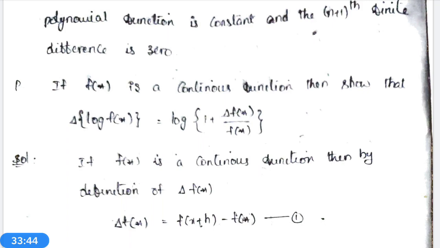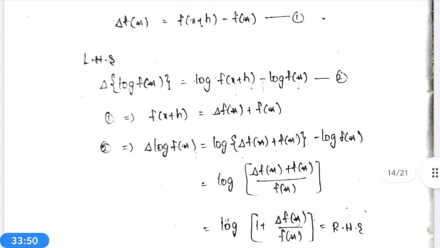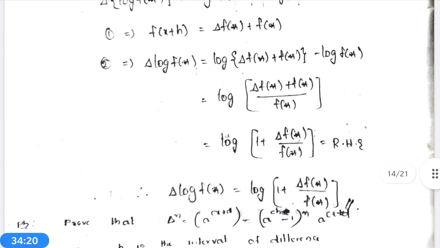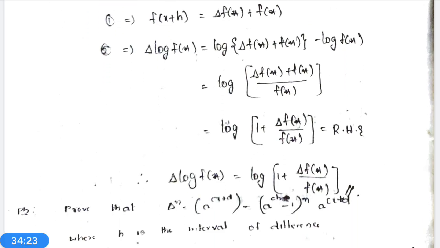That is log of delta fx plus fx by fx. Log a by b. What is a? Delta fx plus fx. What is b? Fx. Therefore, logarithm of delta fx plus fx by fx is equal to logarithm of delta fx by fx plus fx by fx. What is fx by fx? 1. Therefore, delta log fx is equal to logarithm of 1 plus delta fx by fx, which is the RHS.